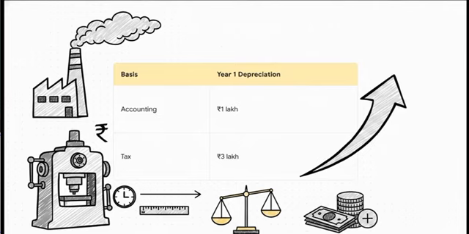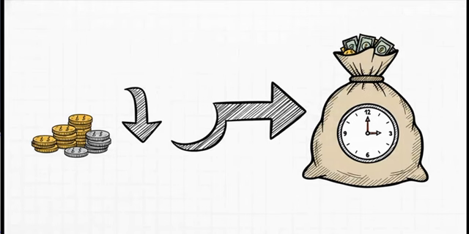The accounting department uses straight-line depreciation, recording a nice, smooth 1 lakh rupees expense. But the tax authorities often allow accelerated depreciation to encourage business investment. So the factory's tax return shows a massive 3 lakh rupees expense in year one. Because that tax expense for depreciation is so much higher today, the taxable profit is suddenly way lower than the accounting profit. The company ends up paying significantly less tax to the government this year.